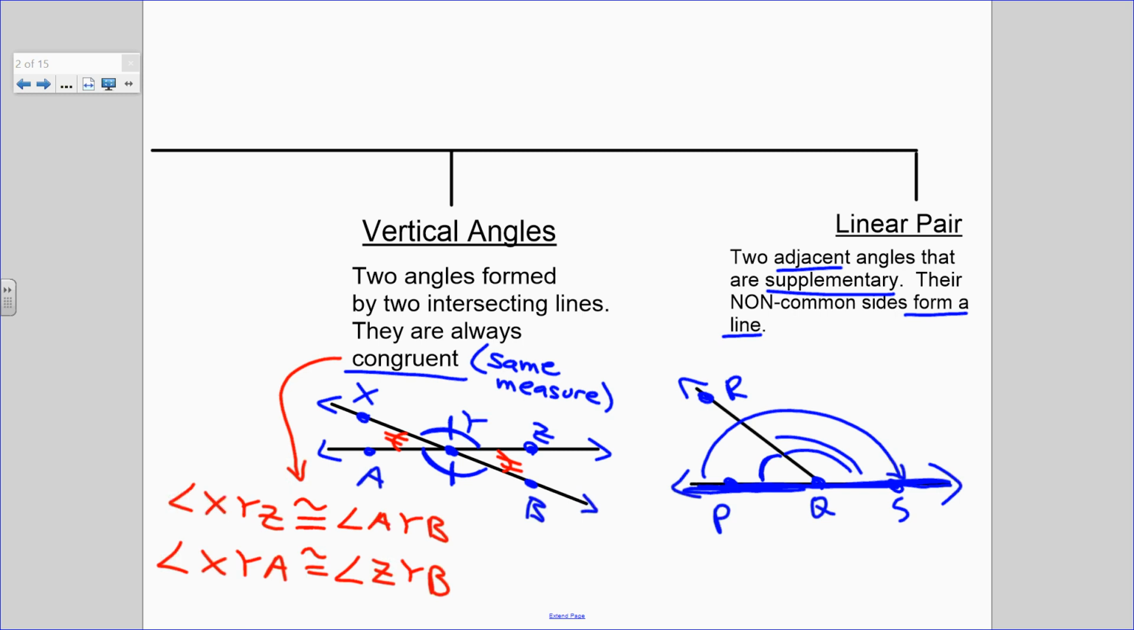A pair is always two things, like a pair of shoes, you have two. A pair of earrings is two. A pair of angles that add up to be 180 that are right next to each other are a linear pair. And the word linear means line. Look, their non-common sides form a line. So look at the statement I'm going to write. Angle PQR plus angle RQS equals 180 degrees. I'll write that on yours.